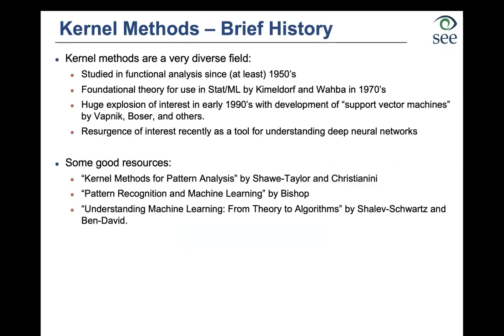Before I go on and talk about why I think that perspective is nice, I just wanted to briefly talk about the history of kernel methods. Kernel methods have been around for a very long time. They're well studied in functional analysis, and the foundational theory that led to modern techniques like support vector machines and kernel PCA was laid down in the early 1950s. Their use in statistics and machine learning was first pioneered in the 70s by the statistician Grace Wahba and some of her colleagues. And they really exploded in interest in the 1990s with the development of support vector machines by Vladimir Vapnik and Boser.